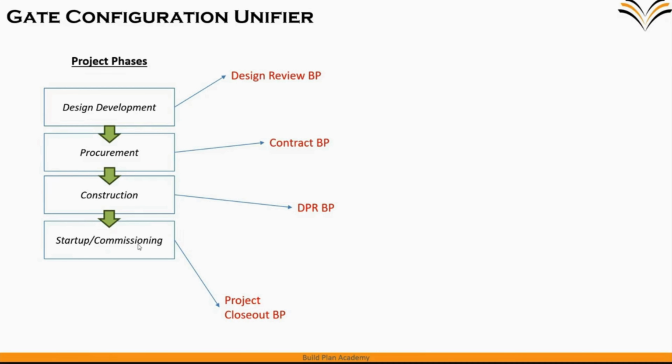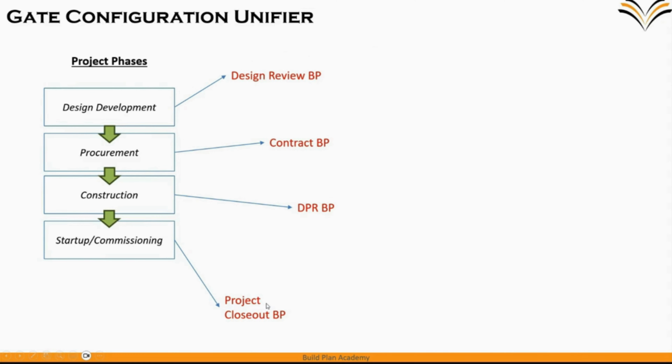I have taken a scenario where I will make this phase dependency on the design reviews BP. So in Unifier, there is a standard BP called design reviews, which I will take and link with this. I will put some conditions. Then for procurement, I will assign the procurement BP. For construction, I simply chose the DPR BP as an example. And for the last, startup and commissioning, I have assigned the project closeout, the checklist kind of thing.